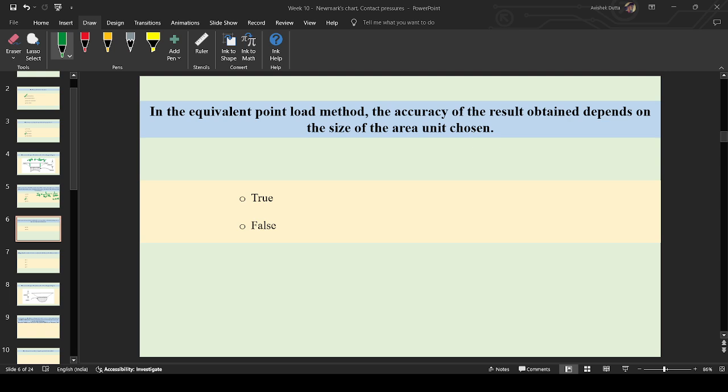Because in any case, if the UDL was concentrated on this particular rectangle, then the value we are obtaining is Q. If the rectangle decreases to this size, then the value of Q will get reduced, isn't it? And then the value of R will also change, and for that, the value of the influence factor might also change. So in any case, the accuracy of the result will depend on the size of the area unit chosen. I hope this was clear to you.